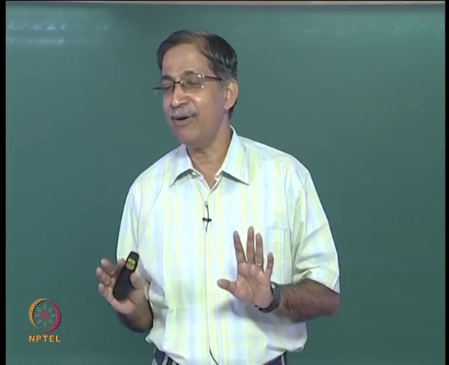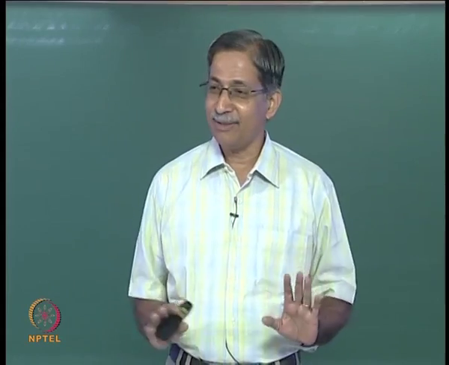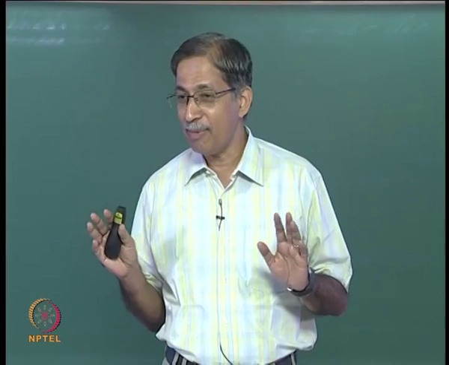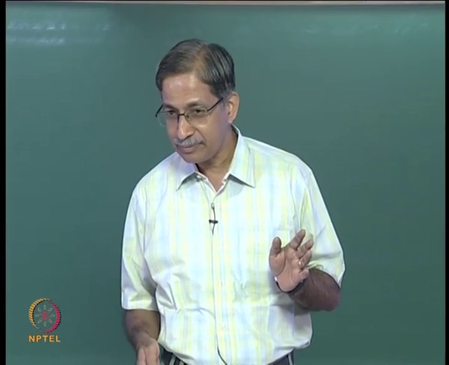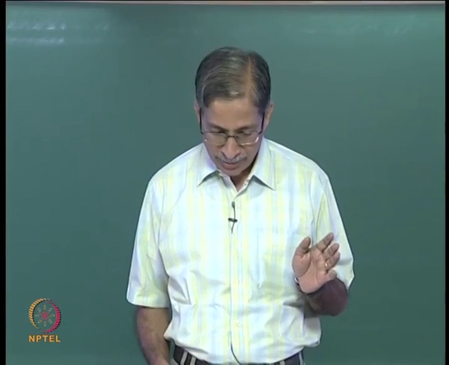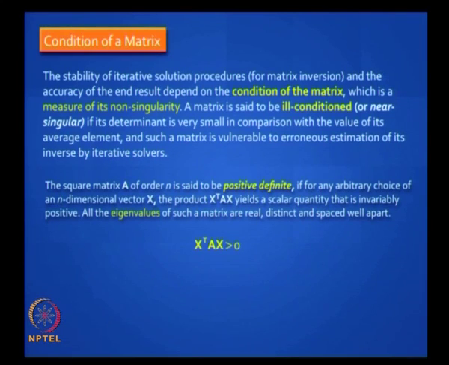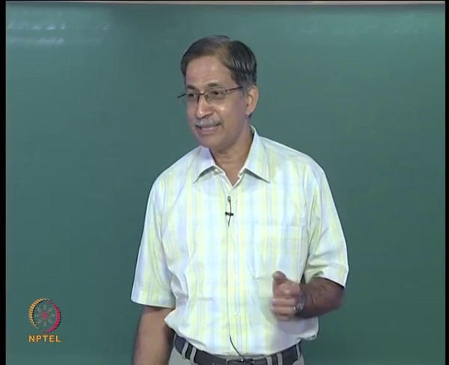Now fortunately for us, our stiffness matrices are all healthy matrices, they are all well conditioned. You know about the property of positive definiteness. Okay, so you should read these. I will just finish this. A square matrix of order n is said to be positive definite if for any arbitrary choice of n dimensional vector x, the product x transpose A x yields a scalar quantity that is positive. If it is negative, it is ill conditioned. If it is 0, it is called semi definite.